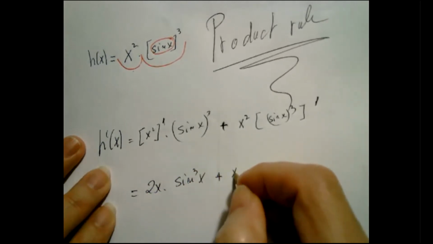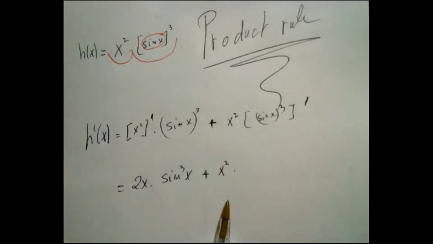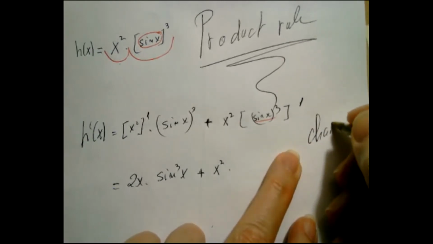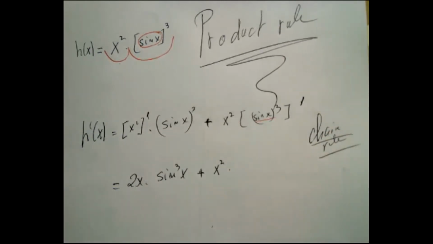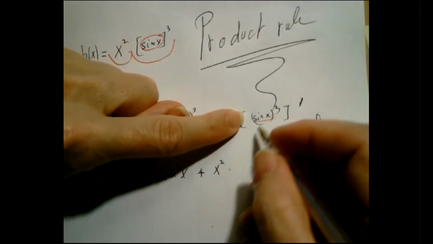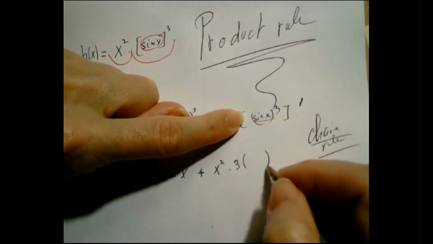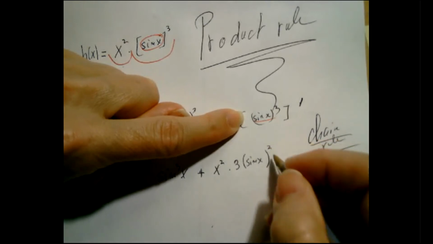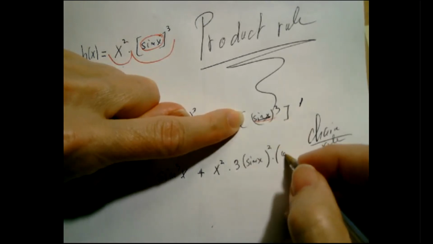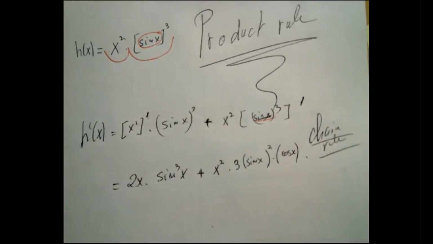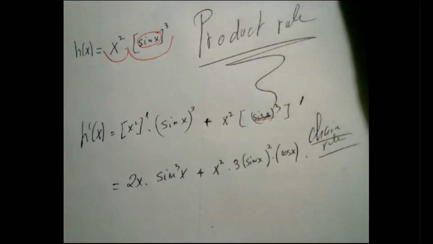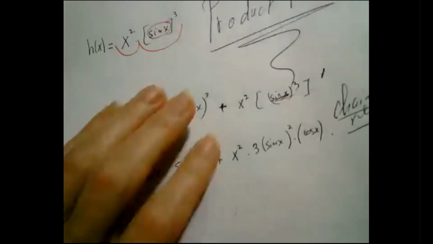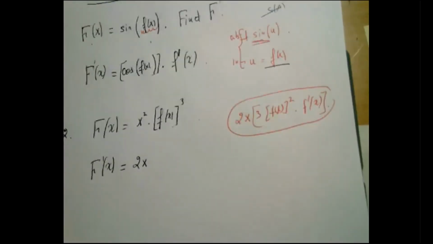Okay, so now this will give me 2x sine cube x plus x squared times. At this stage, I use the chain rule. So now I'm using the chain rule. So what's the derivative of sine x to the power 3? It is the power times sine x squared times the derivative, which is cosine. Okay? So can we now fix the mistake that your classmate did in the previous one? So this is just to tell you what's really going on. Now I go back to this one.